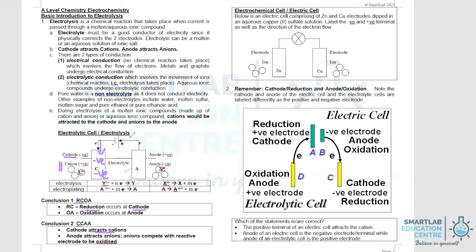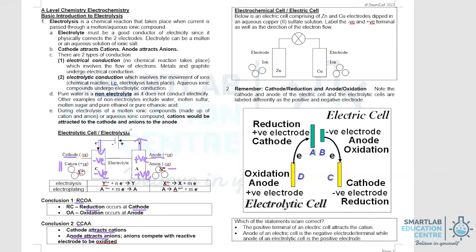The electrode that's connected to the positive terminal will have the electrons flowing out of the electrode. So in this case, the electrode will be short of electrons and therefore positively charged. Since it's positively charged, it will attract the negatively charged ions, which are the anions. So anode attracts anion, therefore we can conclude that the electrode is an anode.